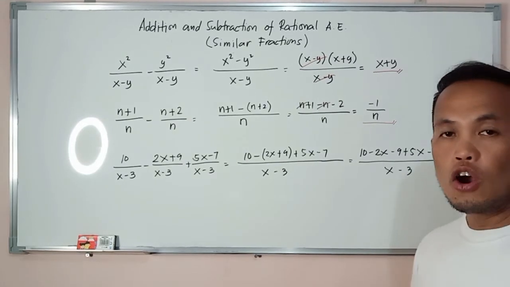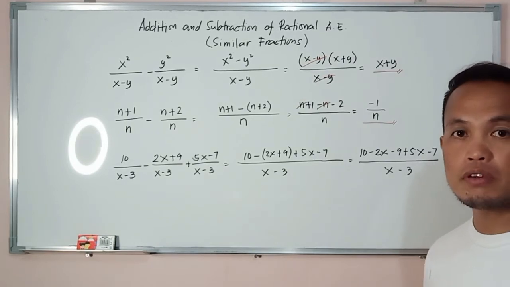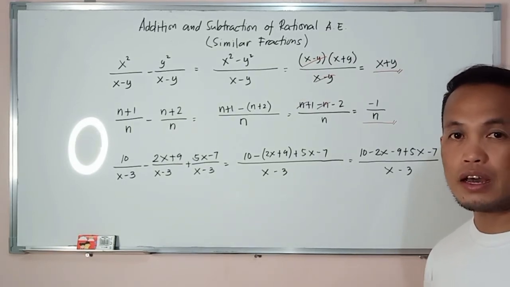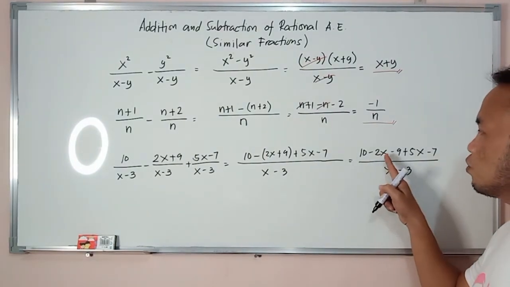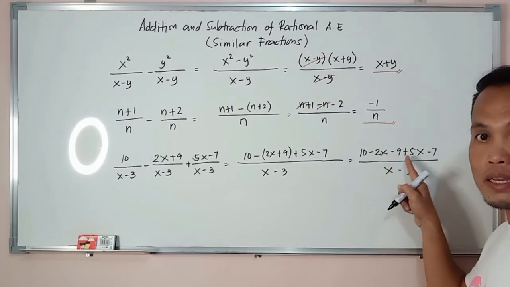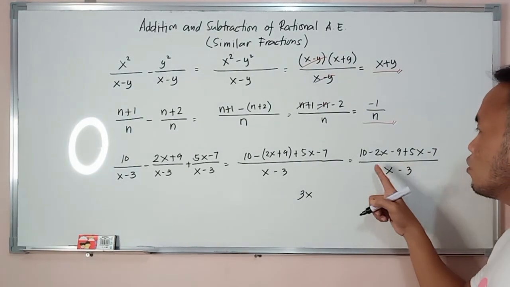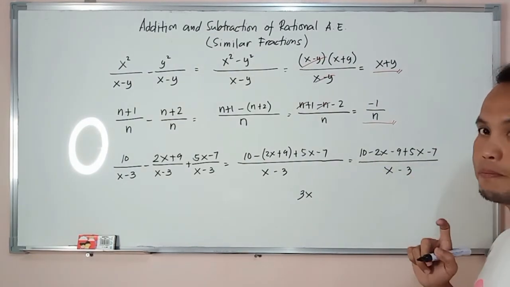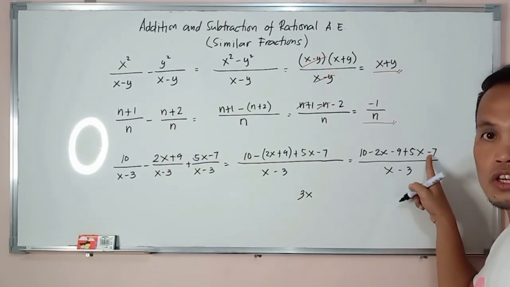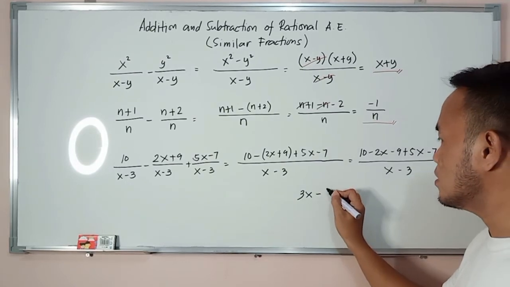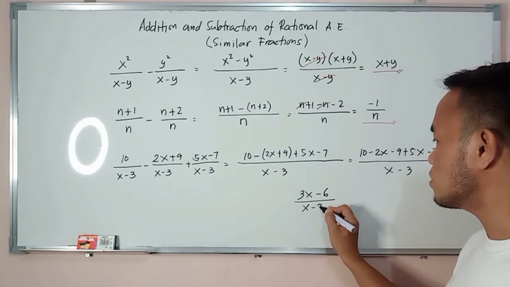Then afterwards, we combine like terms in the numerator. So we combine the variables and the constants. We will start with the variables. We have negative 2x plus 5x, which will give us positive 3x. Then we have the constants 10, 9, and 7. 10 minus 9 is 1. Then positive 1 minus 7 is negative 6. That's over x minus 3.